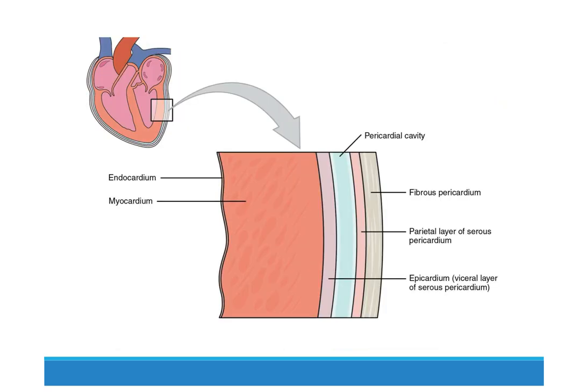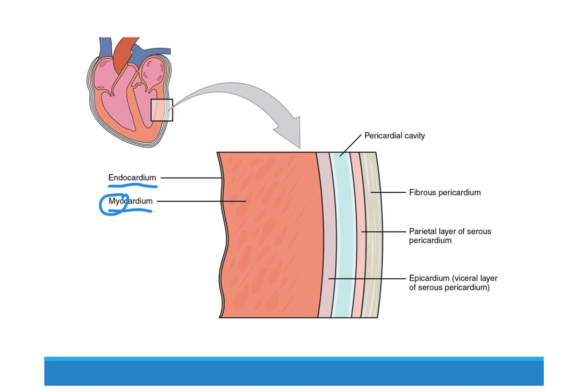Let's take a close-up view of the heart wall itself. Cardi is the root word that has to do with things of the heart. And so the innermost layer that's lining these inner chambers of the heart is the endocardium. The muscle layer is the myocardium. Myo, again, refers to muscle. We've seen that one before.